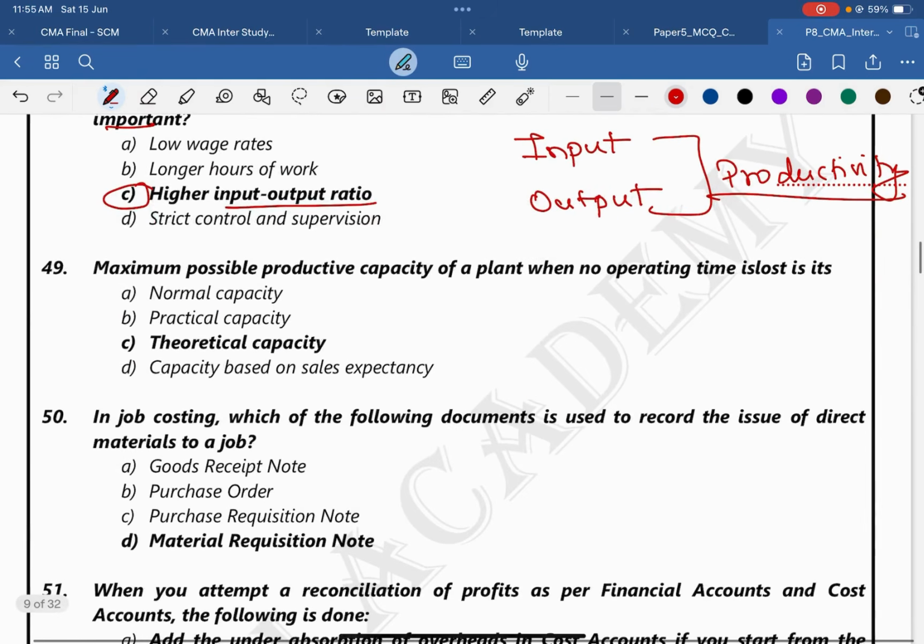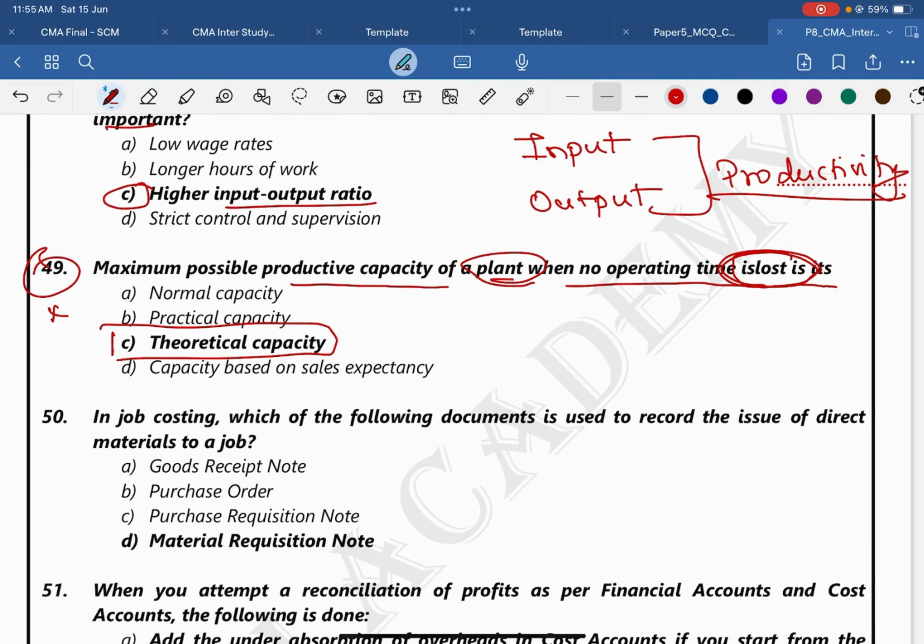Maximum possible productive capacity of a plant when no operating time is lost is known as theoretical capacity. From this you may get one question. This is covered under the overheads chapter. Go and read this chapter and have better clarity on normal capacity, practical capacity and theoretical capacity. You may get the question.